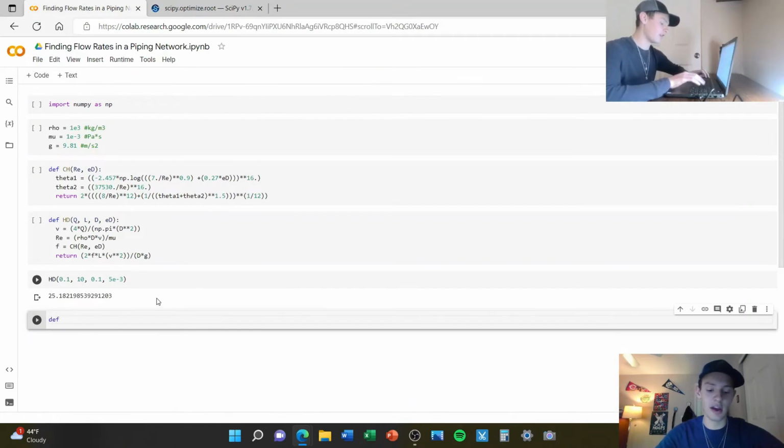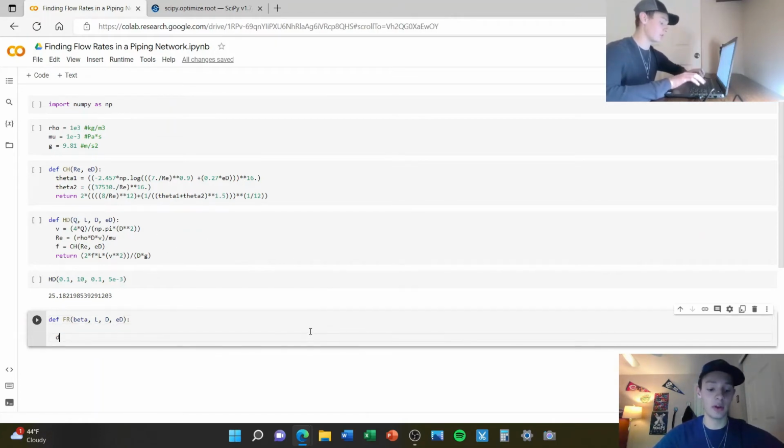So I'm going to define a function for the flow rate, and this will accept the head drop that we know, and I'm going to call this beta. And then we're also going to need the length, the diameter, and the surface roughness. Conveniently, we already have a function that calculates the head drop with the volumetric flow rate accepted into that function, okay? So that is going to be really useful for us.